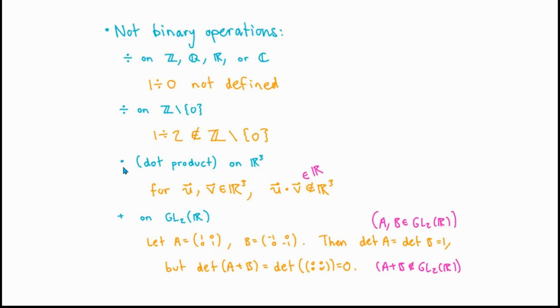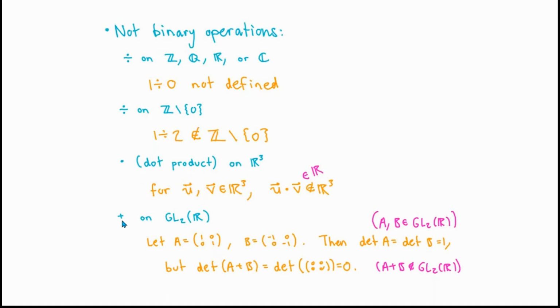Well, how about the dot product on R3? Writing elements of R3 as vectors in this example, if I take the dot product of two vectors in R3, I end up with a real number, not with another element of R3. So this is also not a binary operation.